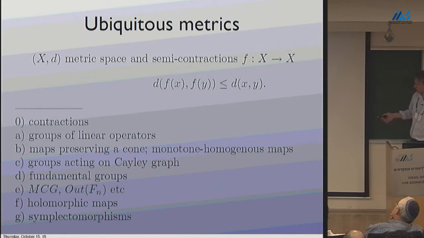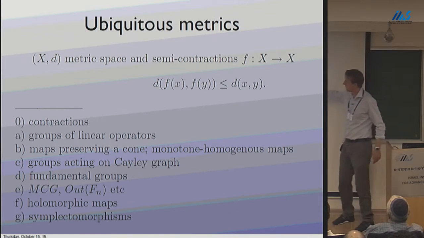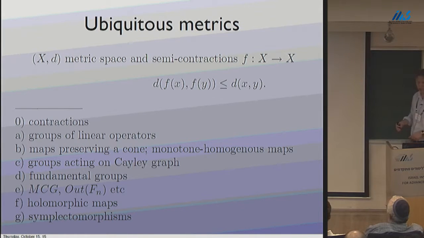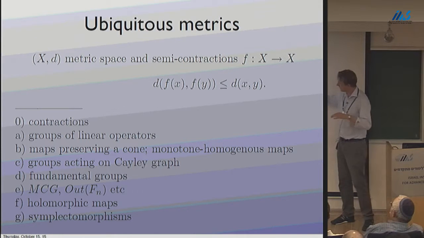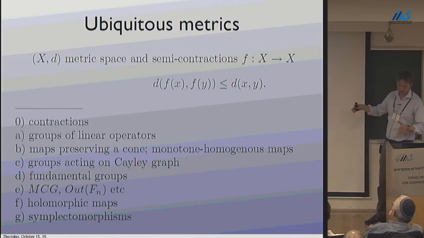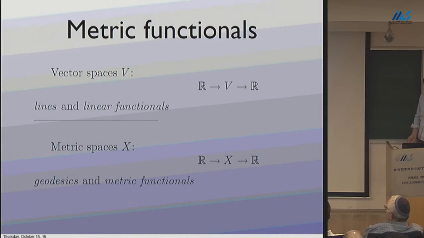And for holomorphic maps, there's a simple but miraculous fact, the Schwarz-Pick lemma, that says that every holomorphic map from the unit disk to itself semi-contracts the Poincaré metric. And with that as a starting point, there's a construction of Carathéodory and Kobayashi that propagates that property to every complex space and every holomorphic map. So all holomorphic maps are semi-contractions, except that for some spaces, the metric is only a pseudometric, a semi-metric, where the distance may be zero. And there's a similar thing for symplectic morphisms, the Hofer metric, which I know less. So there are some examples of where metrics appear.